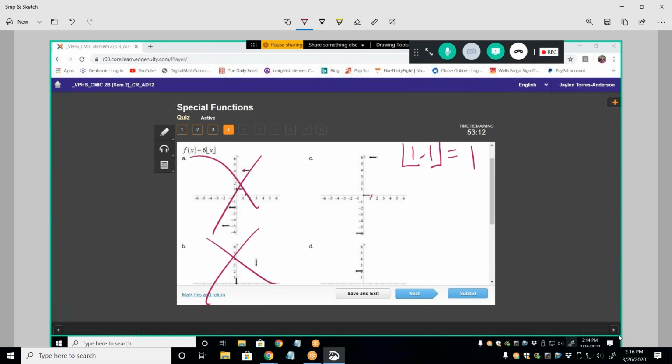B is beginning to look pretty good. Let's pick another number. How about 0.1? What's the greatest integer function? You're going left. All right. That fits for that.